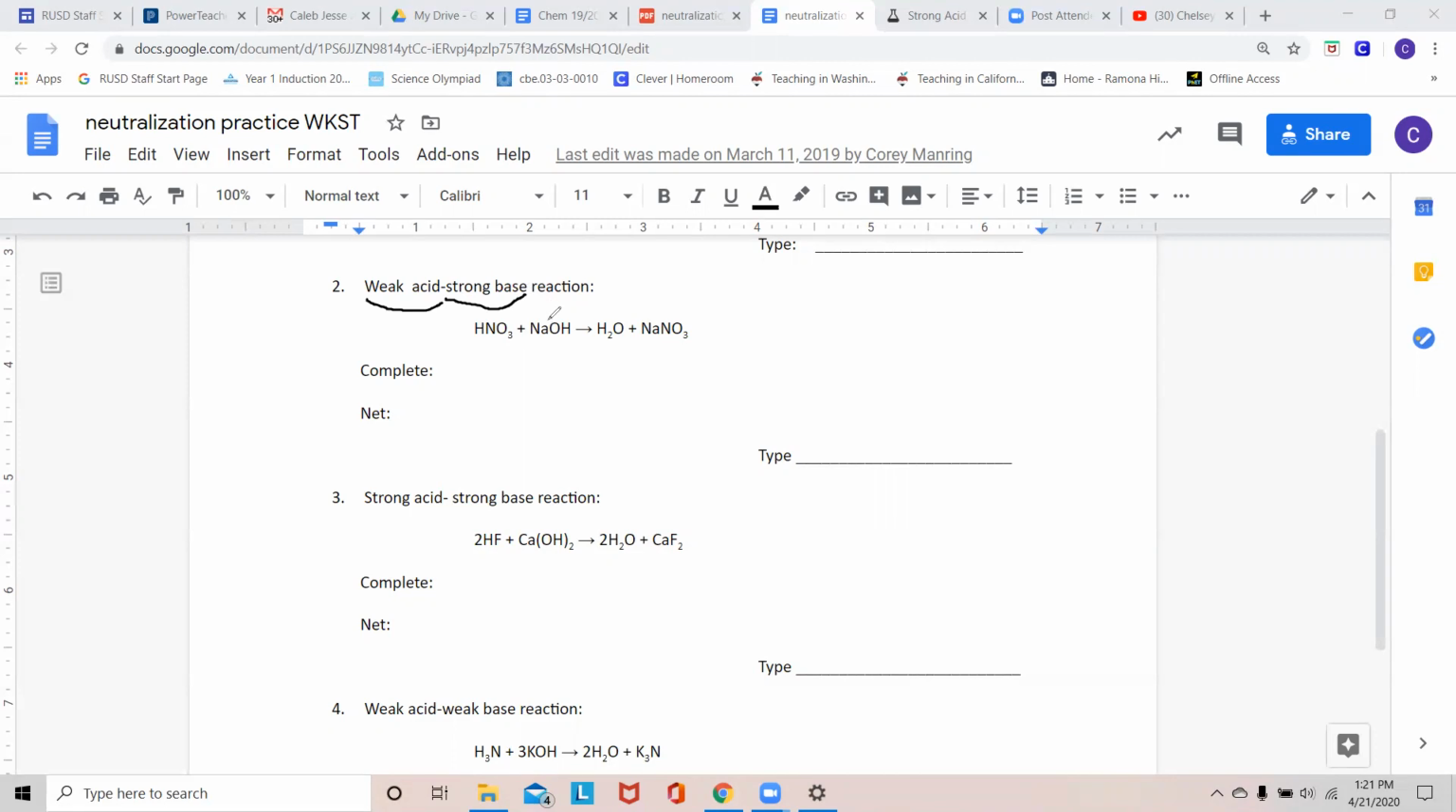So hopefully you are aware that pretty much anything with an OH or a hydroxide in it is a base. So our NaOH, our sodium hydroxide, is our base here, and our HNO3 is going to be our acid. So since it's a weak acid, when we write out the complete ionic equation, we leave that alone. It remains HNO3. It does not split apart because it is a weak acid. However, our NaOH, our sodium hydroxide, does split apart. So we end up with our Na plus and our OH minus.